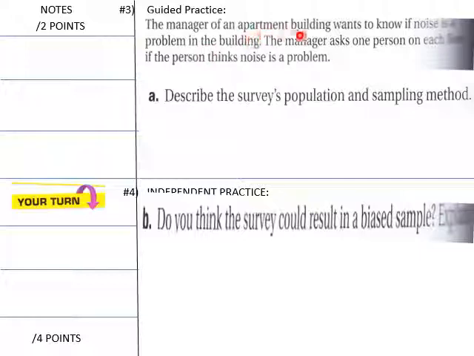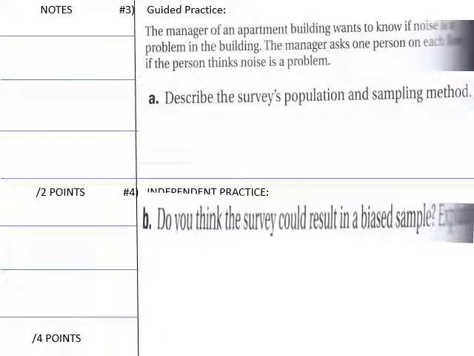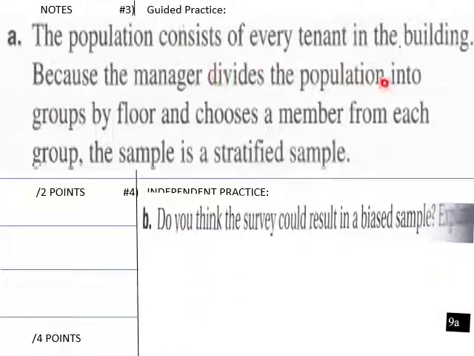And the manager of an apartment building wants to know if noise is a problem. The manager asks one person on each floor if the person thinks noise is a problem. Describe the survey's population and sampling method. Students, do you think the survey could result in a biased sample? Again, explain. You're asked this about this situation here. Okay, for the guided practice, the population consists of every tenant. The manager divides the population into groups by floor and chooses a member from each floor. The sample would be technically a stratified sample. Students, what do you think about the way the landlord surveyed for that?